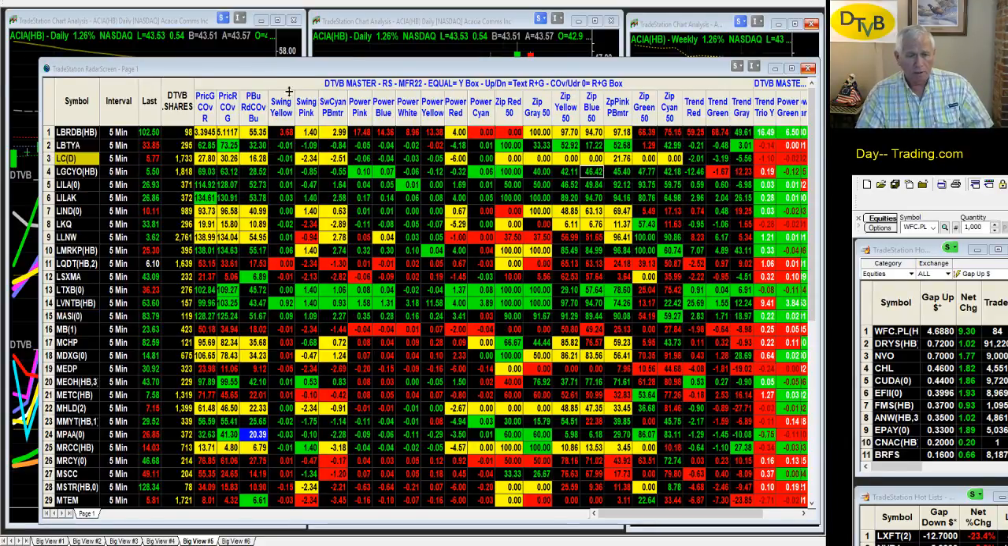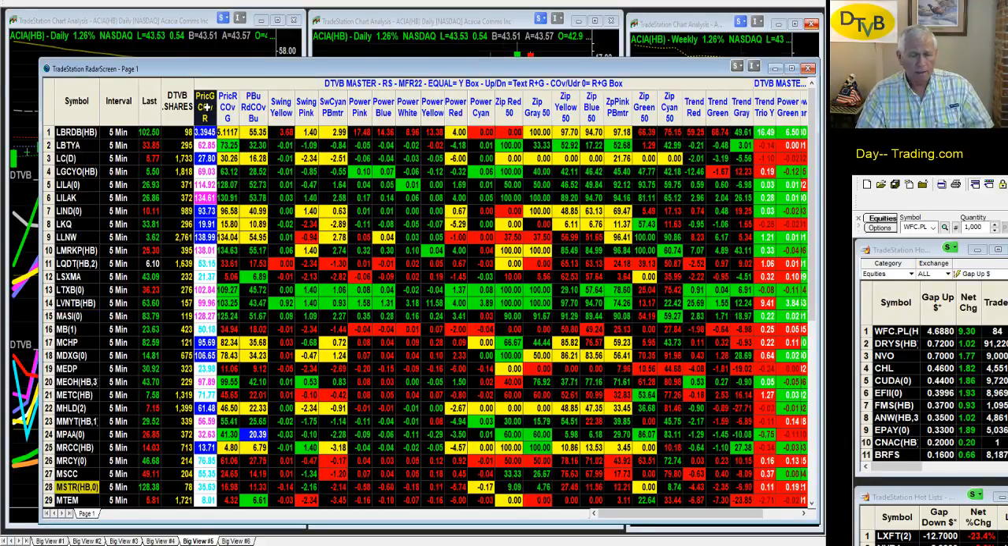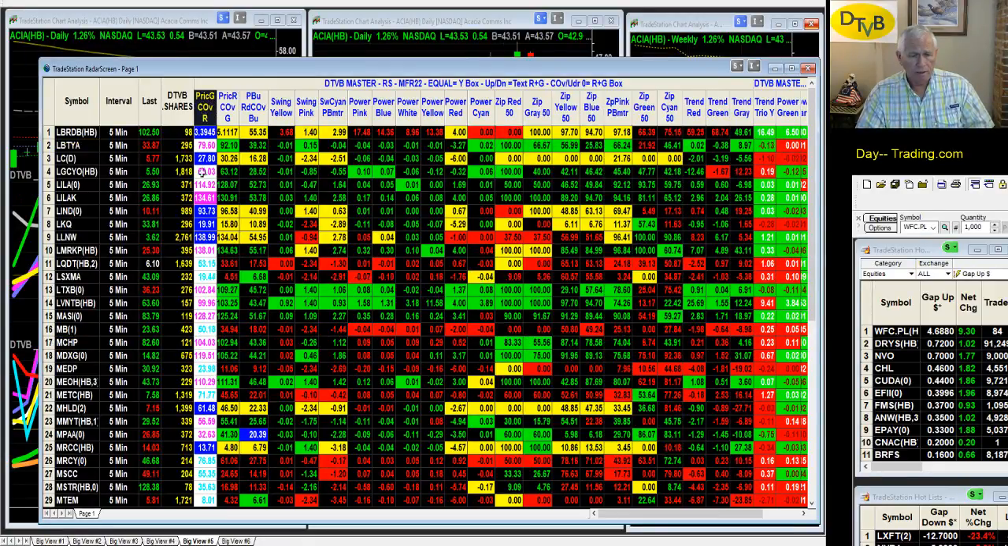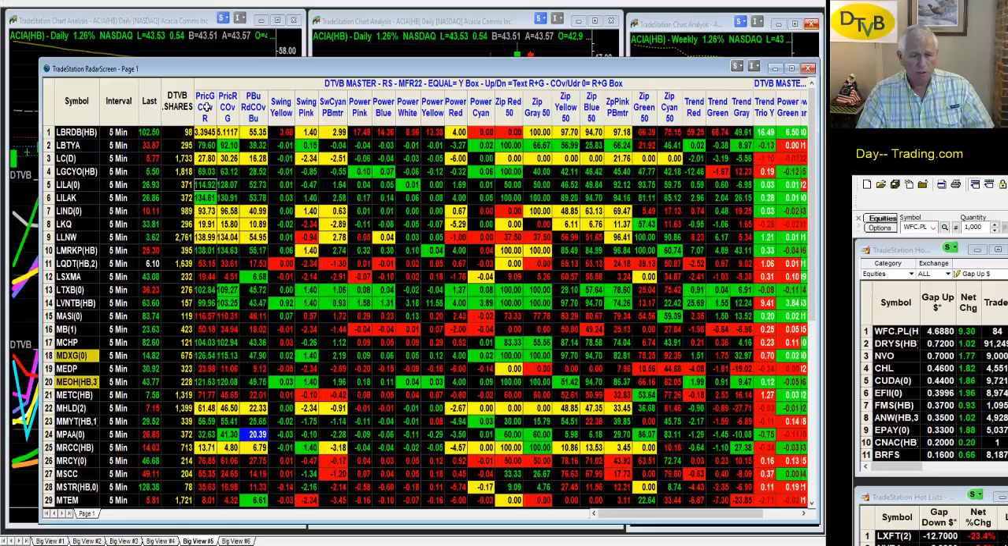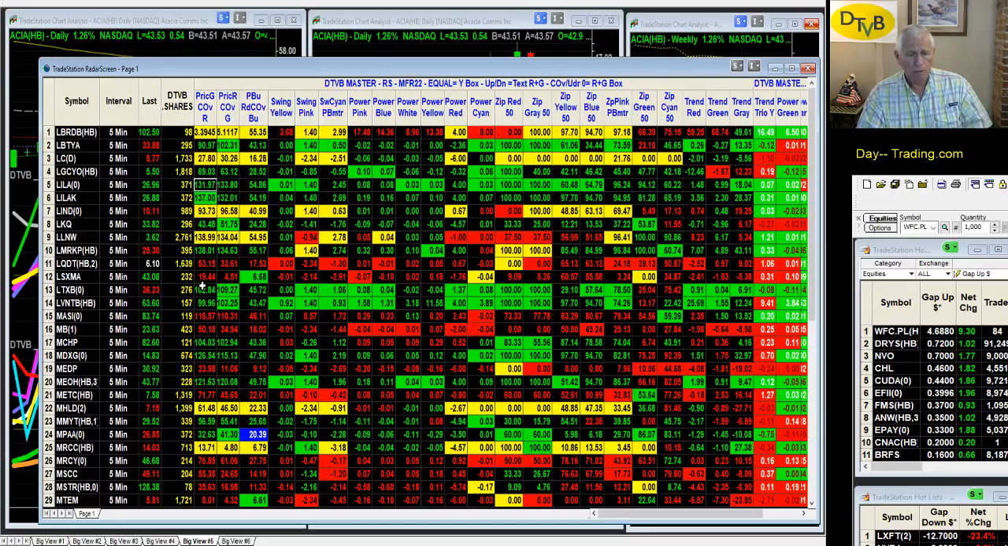For example, over here in this column, price green is crossing over red. When you have that situation, when it crosses over, it's a green box. When it crosses under, it is a red box.